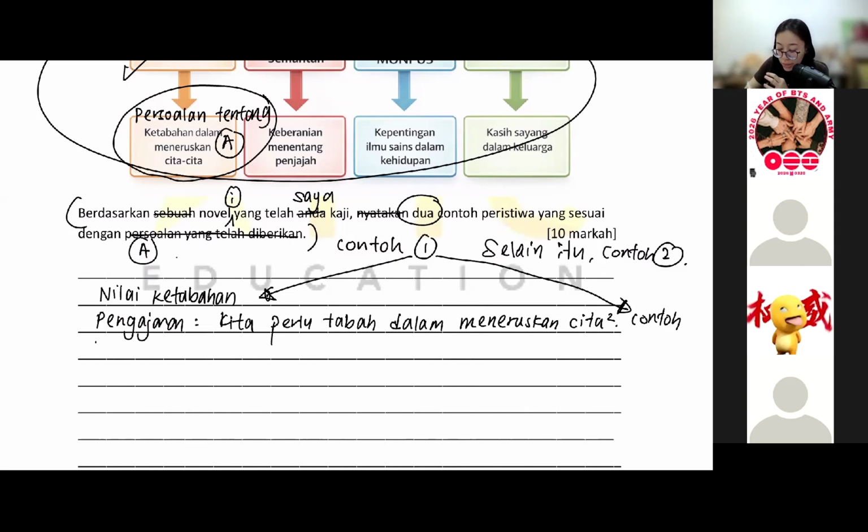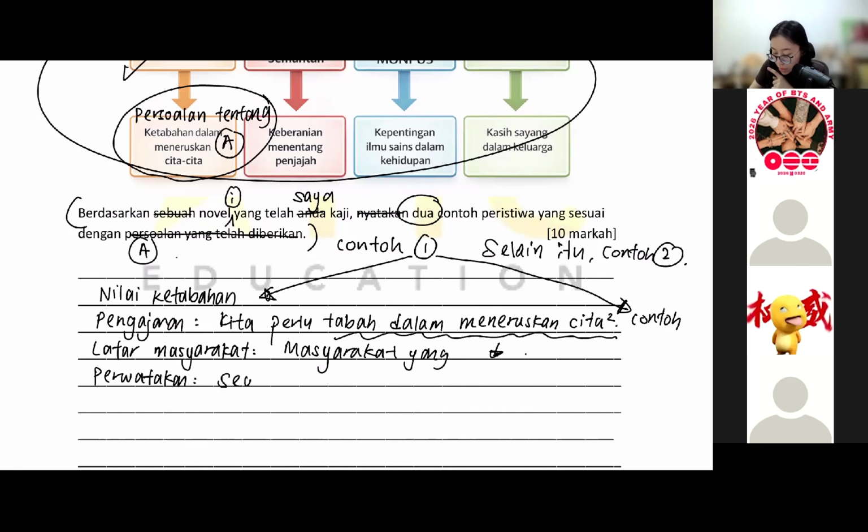And also like latar masyarakat, they'll put masyarakat yang, how you write for masyarakat is masyarakat yang, direct copy here, tabah dalam meneruskan cita-cita. Same thing. Okay, persoalan also. So one you get, and also one more thing is perwatakan, characteristic. Seorang yang macam mana? Seorang yang tabah meneruskan cita-cita. All is same thing. Contoh, all is the same thing.